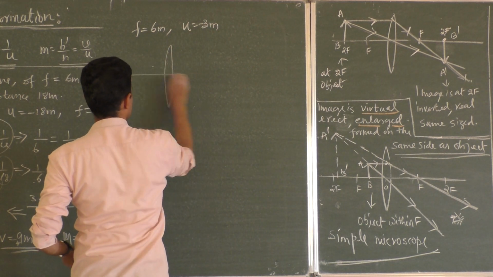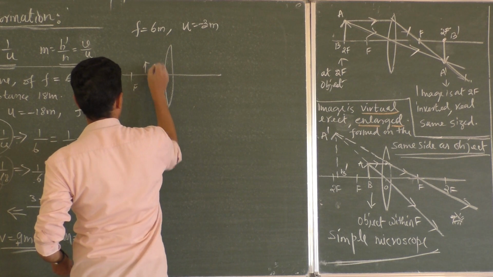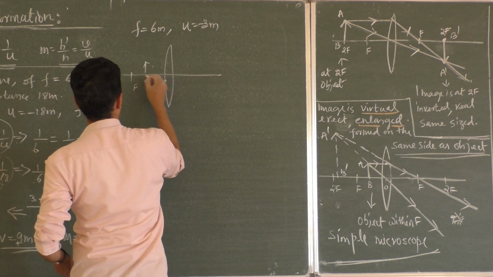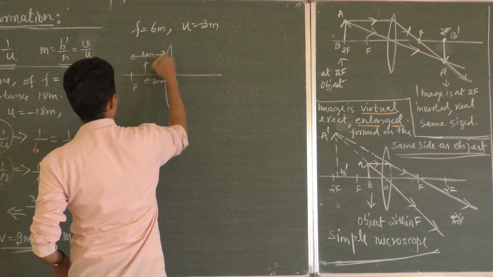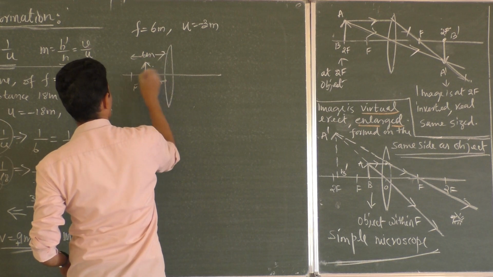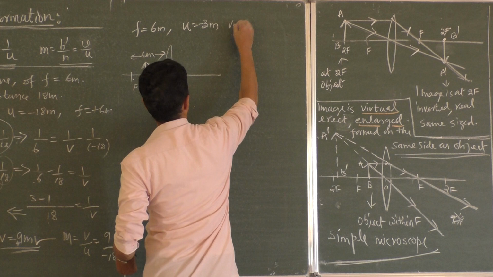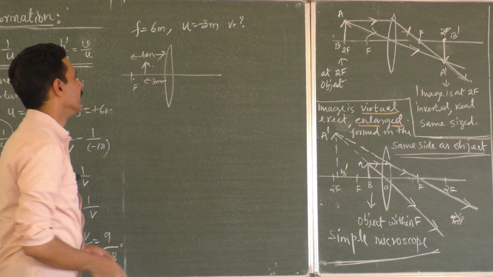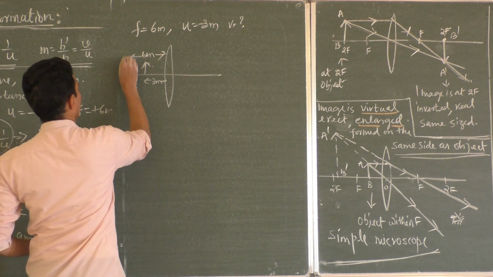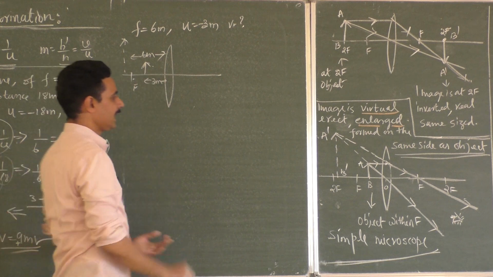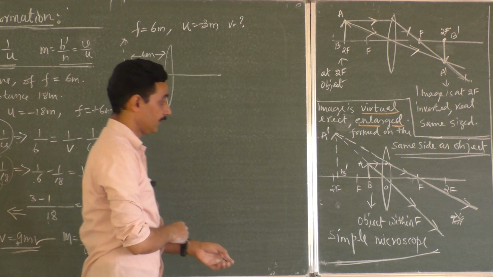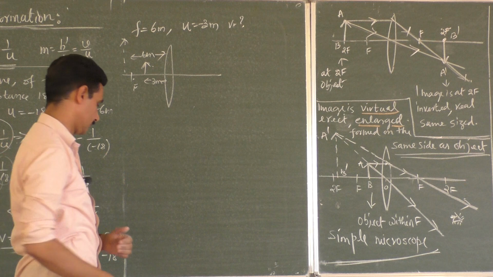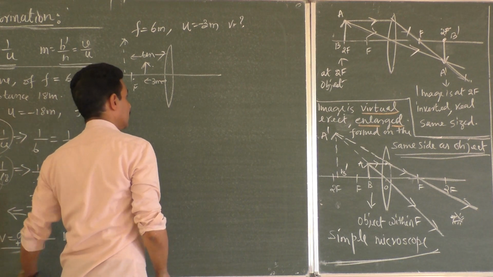So when the object is here, this is 3 meters and this is 6 meters, and this is negative because on this side, where is the image? Now the image distance should be negative because you should get an image on the same side as the lens. Now for the first time we are getting image distance as negative. Is it so? We will do that.